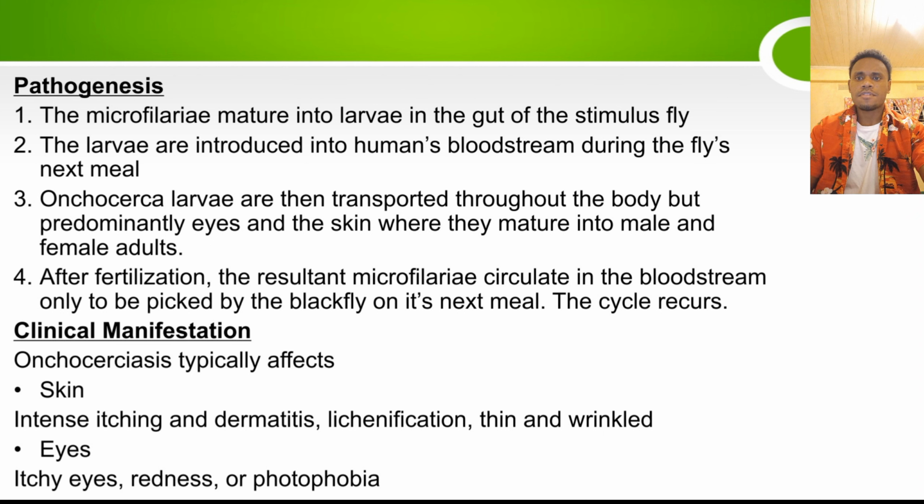Moving on to clinical manifestation, onchocerciasis typically affects the skin and the eyes. The most common skin symptoms include intense itching and dermatitis, which is characterized by rashes. Chronic infection can lead to lichenification, where the skin becomes hardened and thickened, and it can be referred to as leopard skin. On the other hand, the skin can become thin and wrinkled, with the formation of subcutaneous nodules housing adult worms.